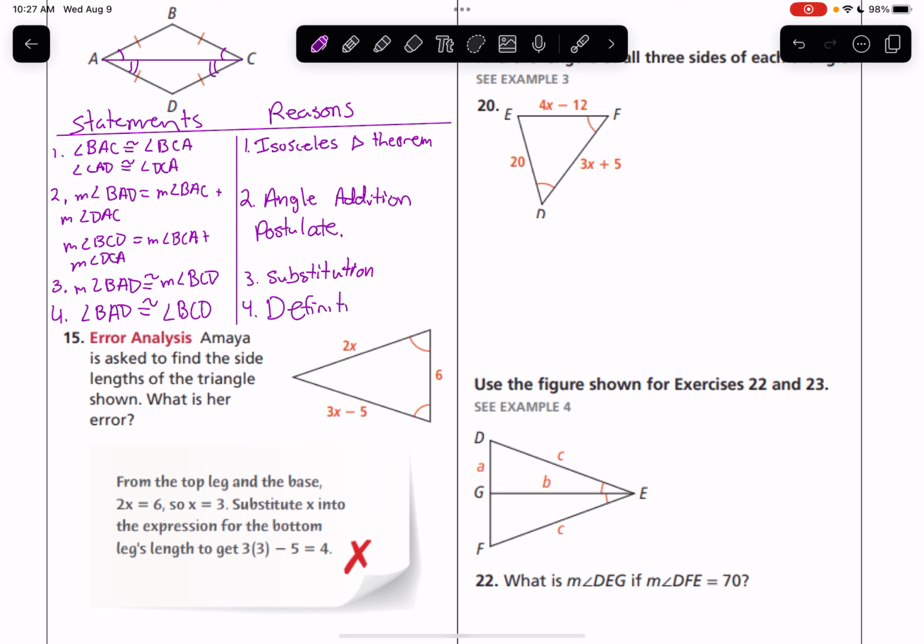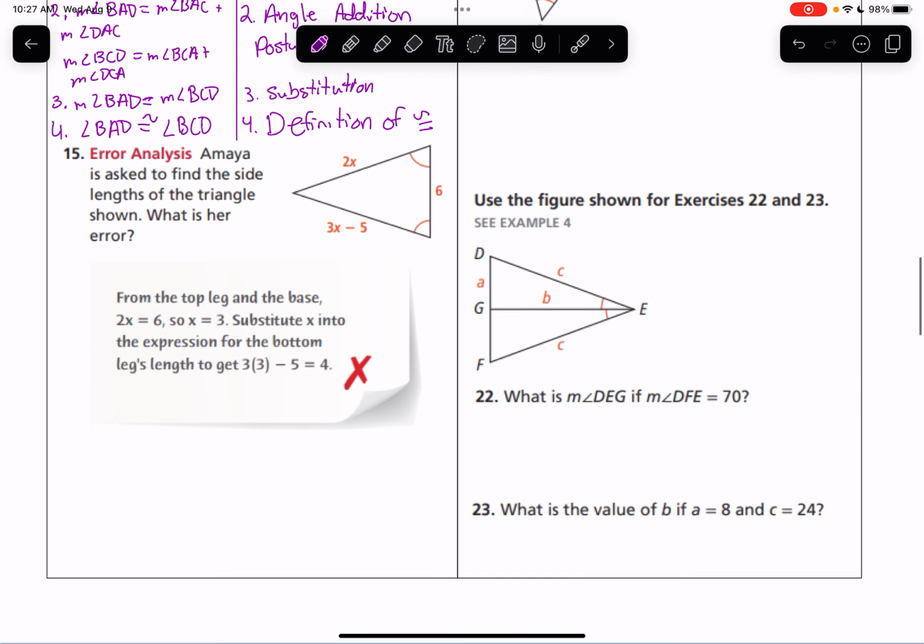Definition of congruent. I am also going to go in here and take out this squiggle at the top of this one, because the measures should be equal and the angles should be congruent.